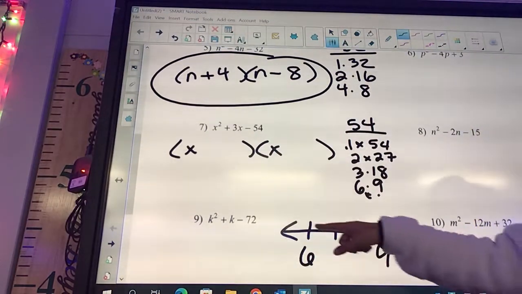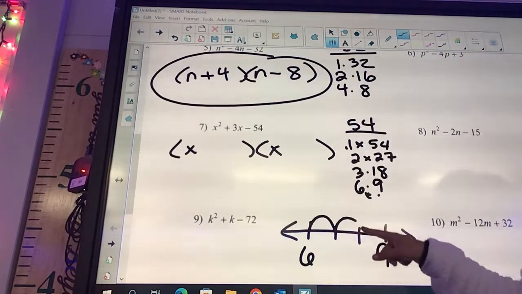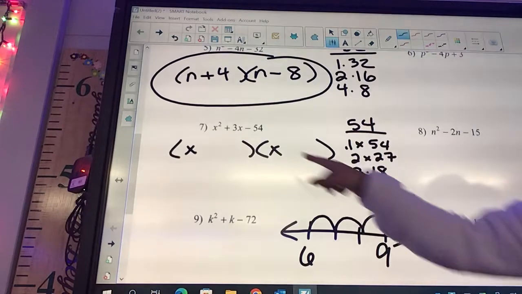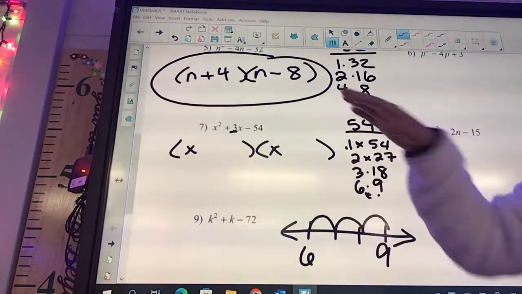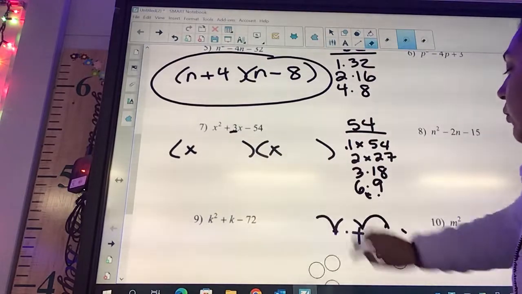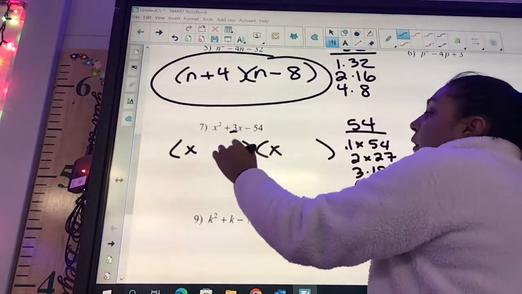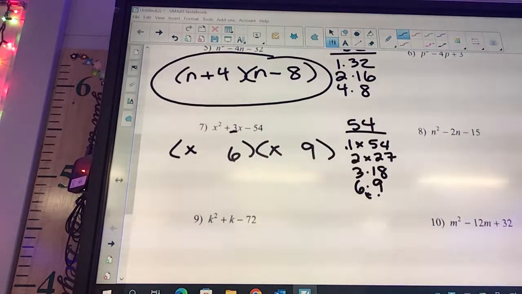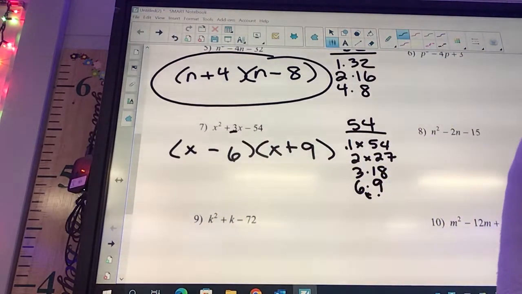In a way to tell how many digits on the number line, if I were to draw a number line, we got 6, 9. How many digits or places is this? 1, 2, 3. Look at this. So that kind of lets you know what number to use. Okay, so we got a 6 and 9. What is going to give me a positive 3? Minus 6 plus 9? Somebody check it. Does that work? Yeah.